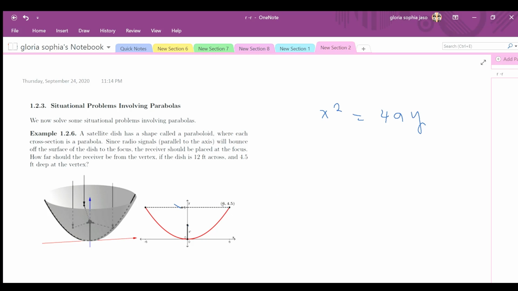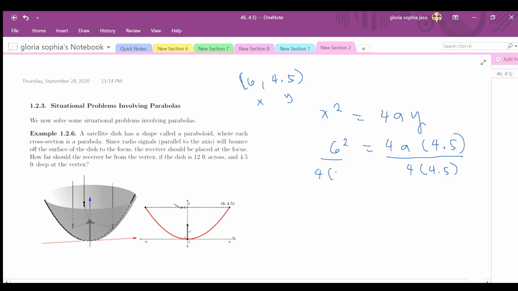Okay, and then, so using this point 6, 4.5, as a point in the parabola, we can now solve for the value of a. So x squared, that's 6 squared, equals 4a times y, which is 4.5. So to solve for a, we will just divide both sides by 4 times 4.5. Okay, so cancel this out. So a equals 36, 6 squared, over 4 times 4.5.